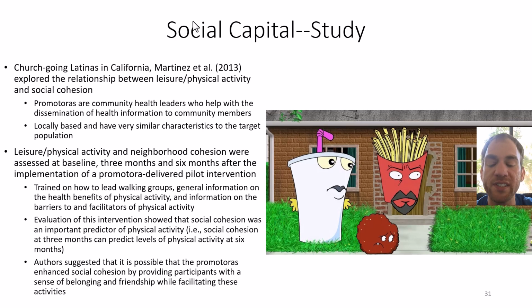And that increased sense of social cohesion was correlated with increased levels of physical activities at 6 months into the study, which suggests again that an increase of belonging and friendships can help facilitate activities, specifically physical activities, aka this walking group.